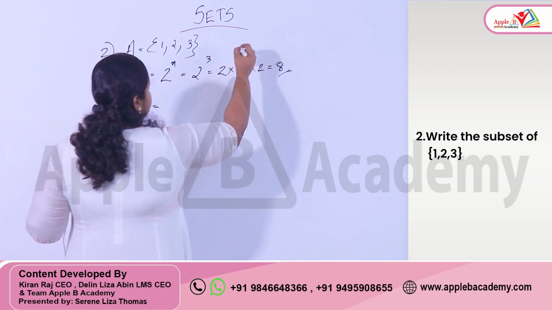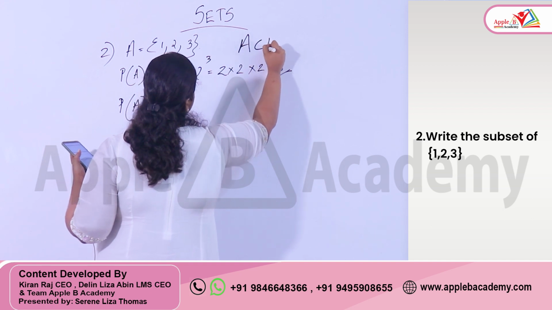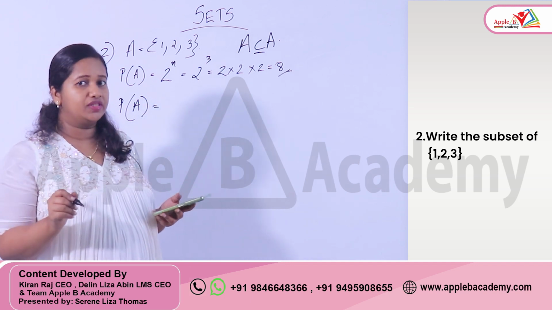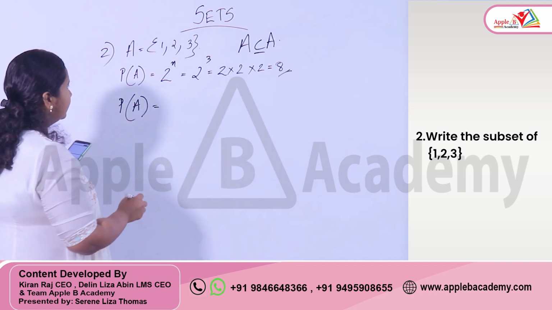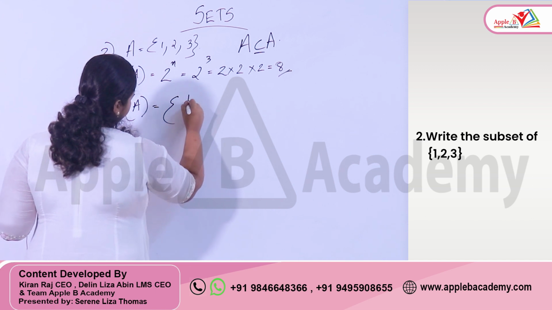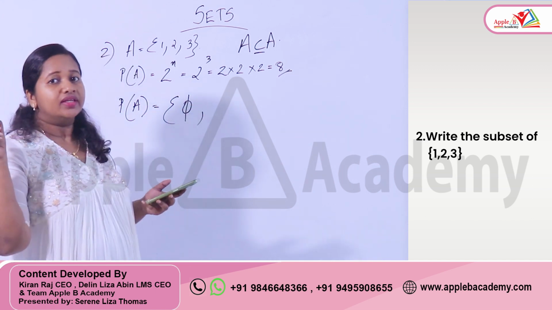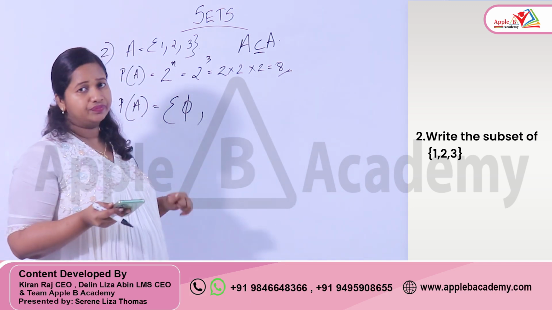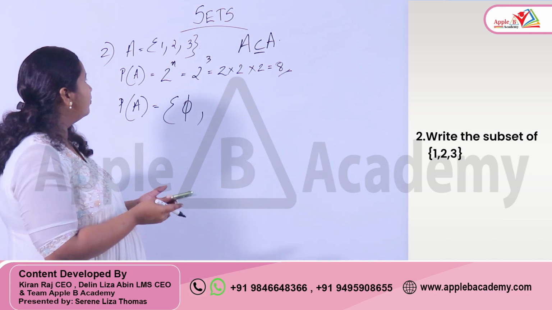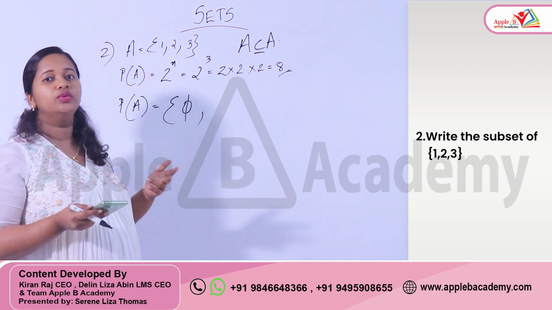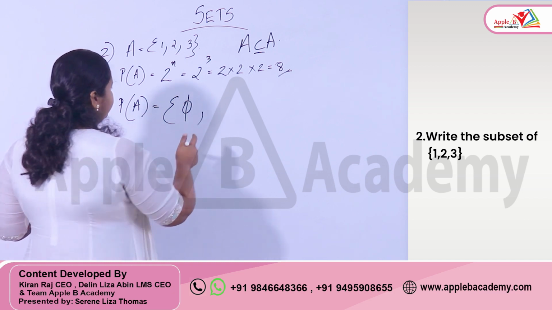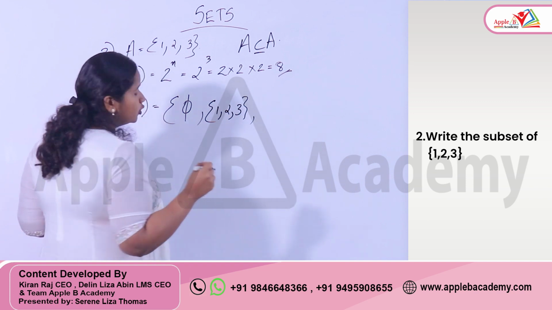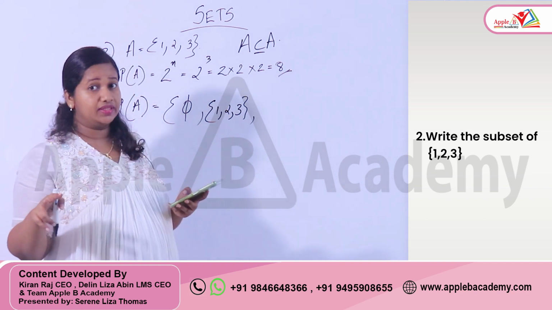Okay. So this is how we write it. A is a subset of A. This is the symbol that we use to denote subset. So we will write the first set, which is the null set or empty set. It is denoted by this symbol. Okay. So the next one is every set is a subset of itself. So {1, 2, 3} is a subset of itself. So we got 2 subsets.